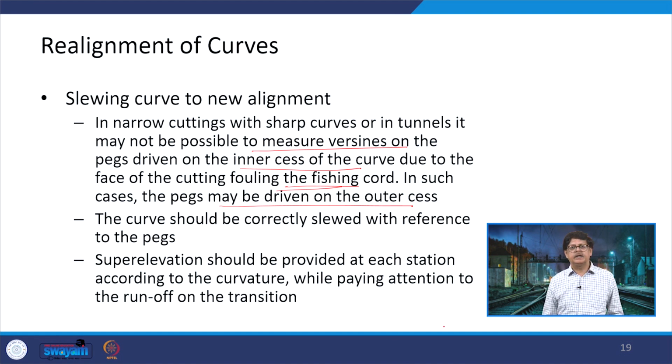The curve should be correctly slewed with reference to the pegs. The super elevation also needs to be provided at each station according to the curvature, while paying attention to the runoff on the transition. When we say runoff on the transition, it means this super elevation is to be provided at a uniform rate.